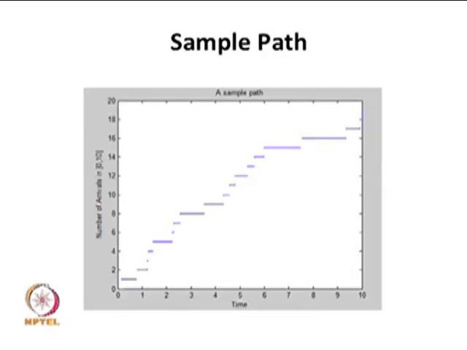And you can see the inter-arrival time is exponentially distributed with the parameter lambda, whatever lambda I have chosen in this sample path. So, this is the way the sample path of the Poisson process looks like.